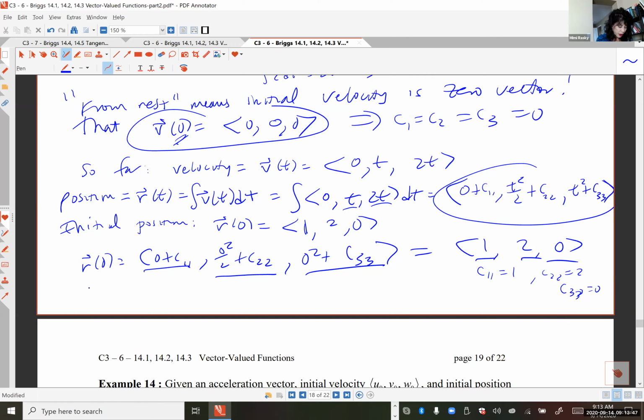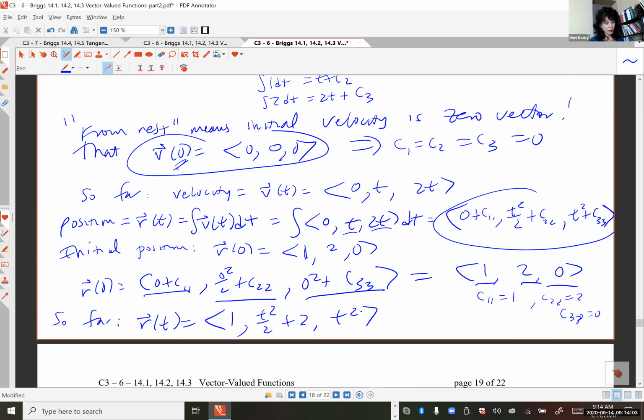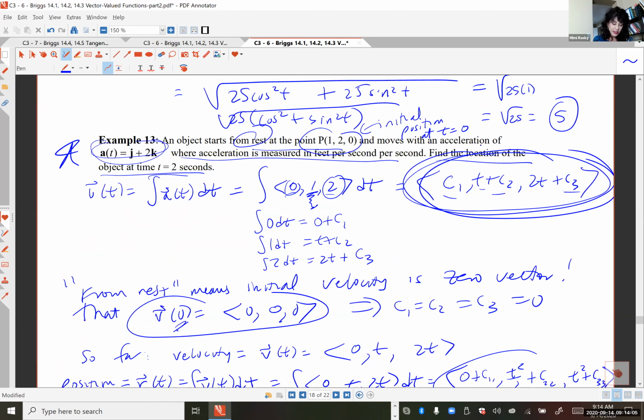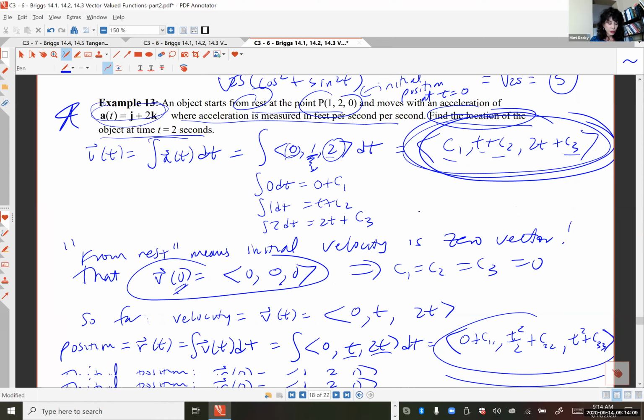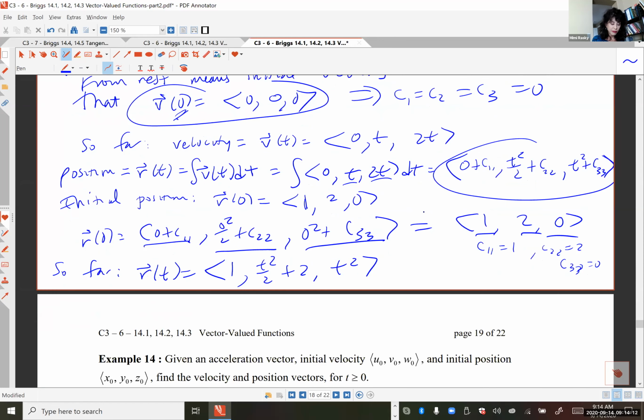So what do we have so far? We're almost done with the problem, but not yet. So far, our r of t, our position function, that's a vector valued function, is going to look like 1, comma, t squared over 2 plus 2, comma, t squared. Now we can answer the final problem. They want to know what's the location, the position of this object at time t equals 2 seconds. No problem, we have enough information now.